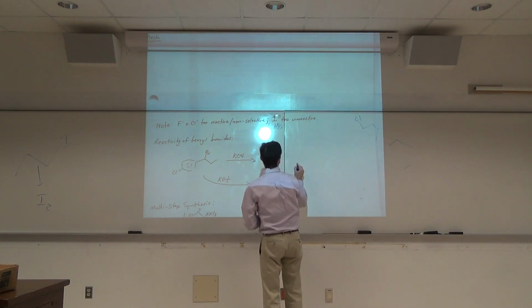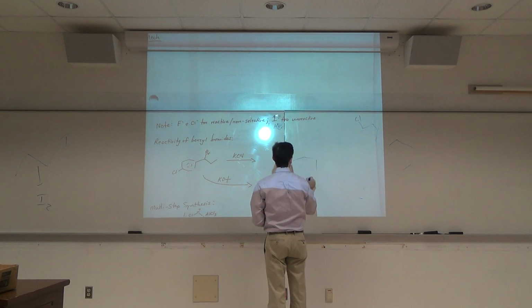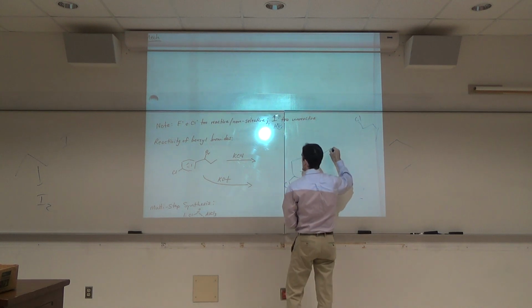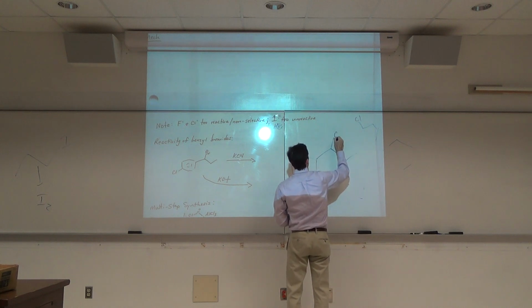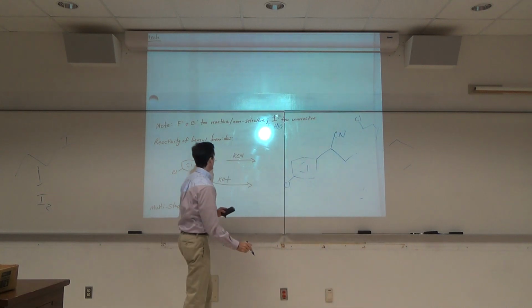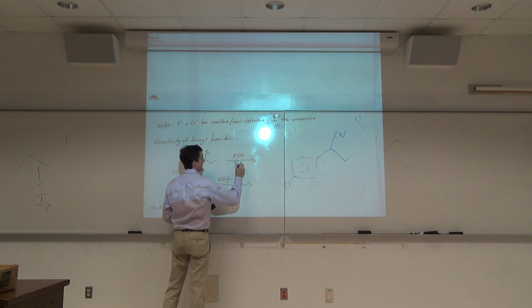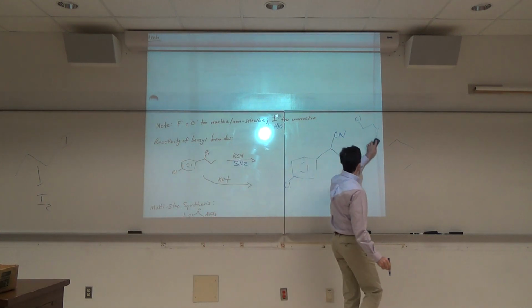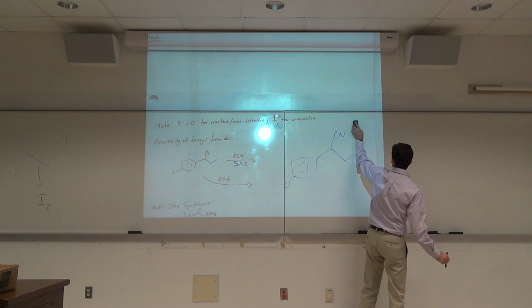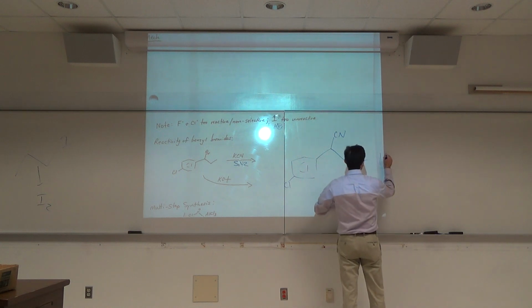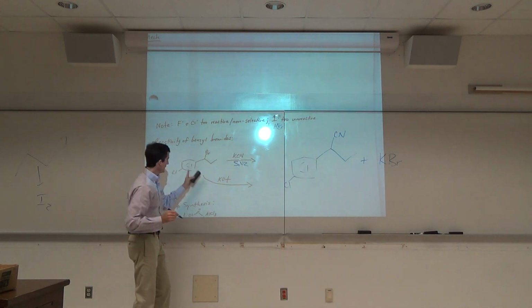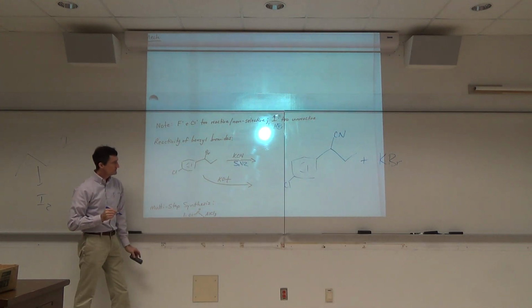What are we going to get here? What mechanism did it just do? SN2. You want to balance this? What else is formed here? KBr.